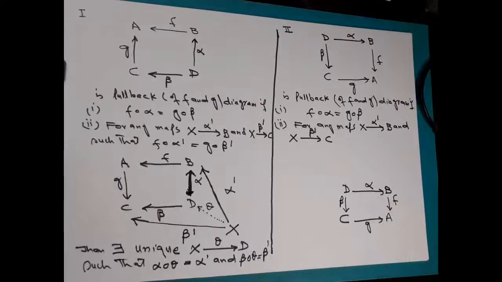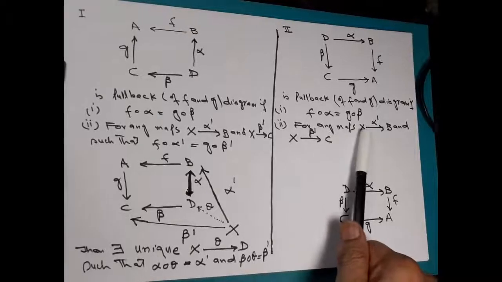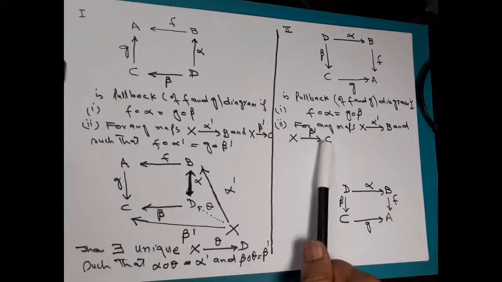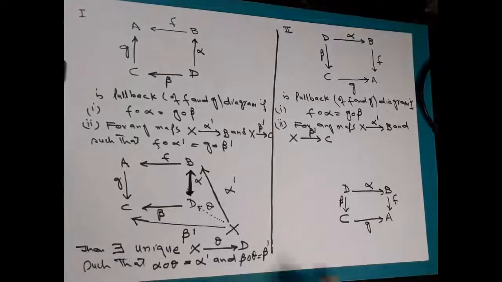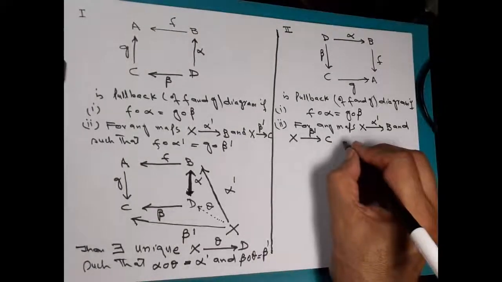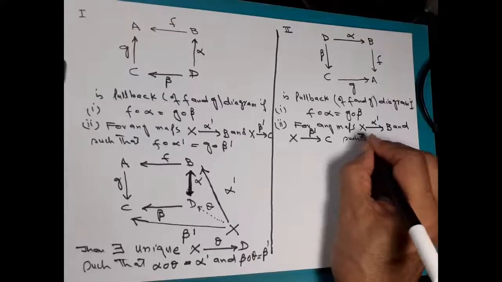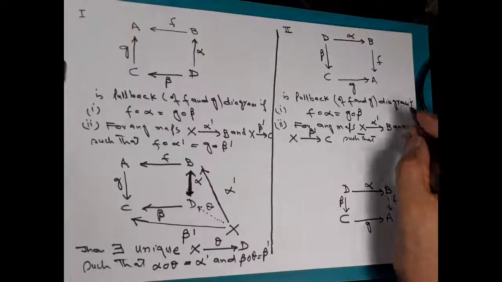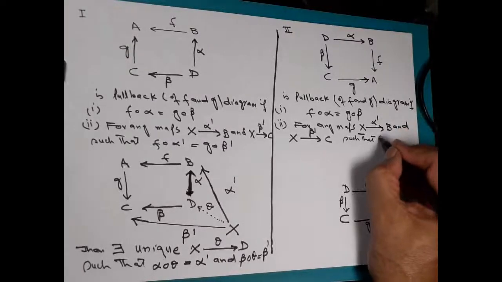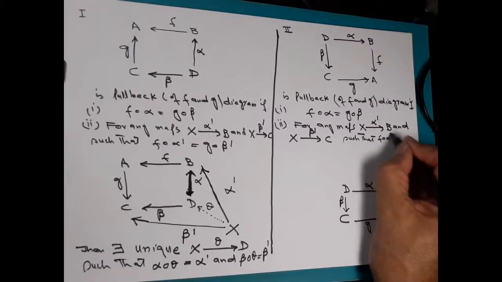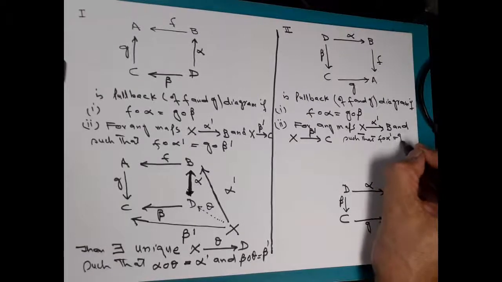These maps are the important maps. So you will see these things when we will discuss examples. You will be able to understand the importance of these maps. So for any maps from X to B and X to C such that f composed with alpha dash is equal to g composed with beta dash.